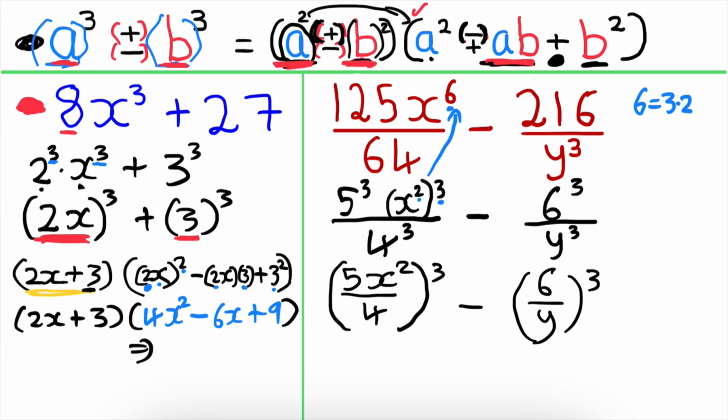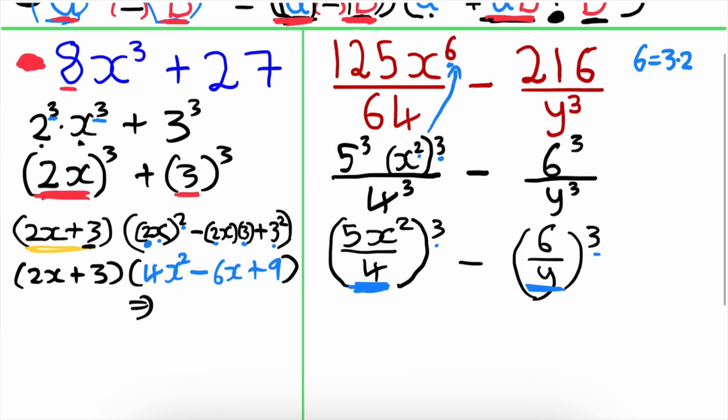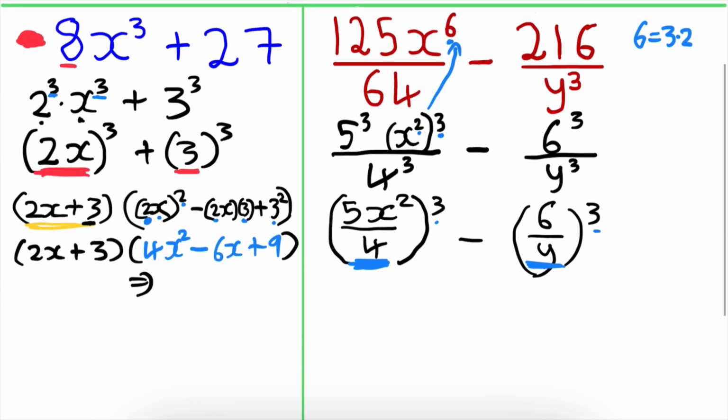Now from here on, basically we have A and we have B. So this is your A and this is your B, and all are raised to an exponent of 3. Now A cubed minus B cubed, we factorize. So I'm just going to move this up a bit so that we can have space.